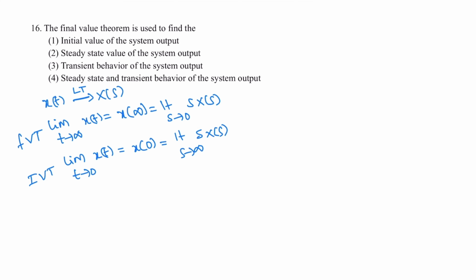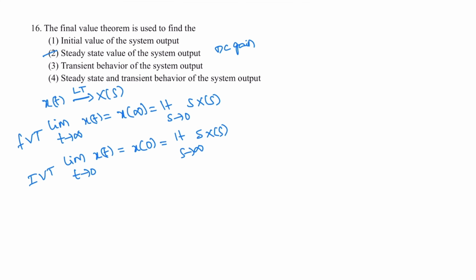This final value theorem is used to determine the steady state value of the system output. Option 2 is the correct one. So the final value theorem is used to find the final steady state value of the time response of a linear system, or to find the DC gain.